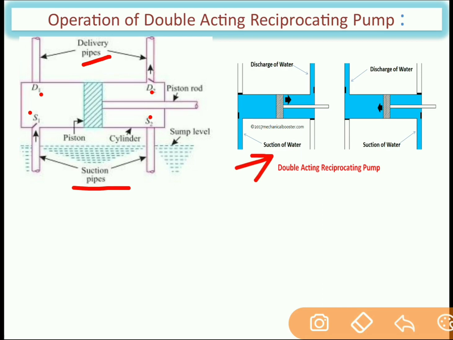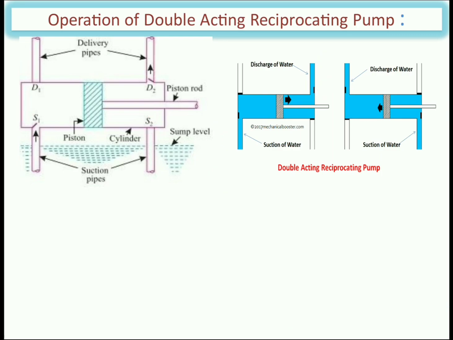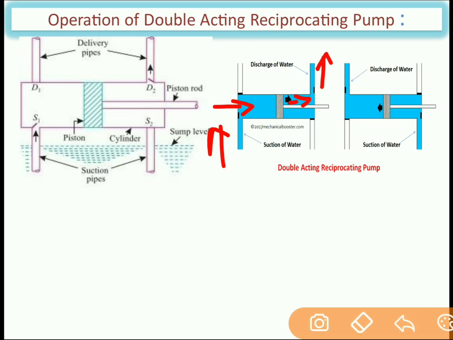During the suction stroke, the valve S1 will get open and liquid from this suction pipe will transfer to the cylinder. So as the piston moves to the right hand side, the liquid at the back side of the piston will get pressurized. As the pressure increases at the back of the piston, the delivery valve D2 will get open and the water will transfer to the delivery pipe. So in this case, water from the suction pipe will transfer to the cylinder, and the water on the back side of the piston will get pressurized, the delivery valve D2 will get open and the water will get transferred to the delivery pipe. So this is the first stroke.